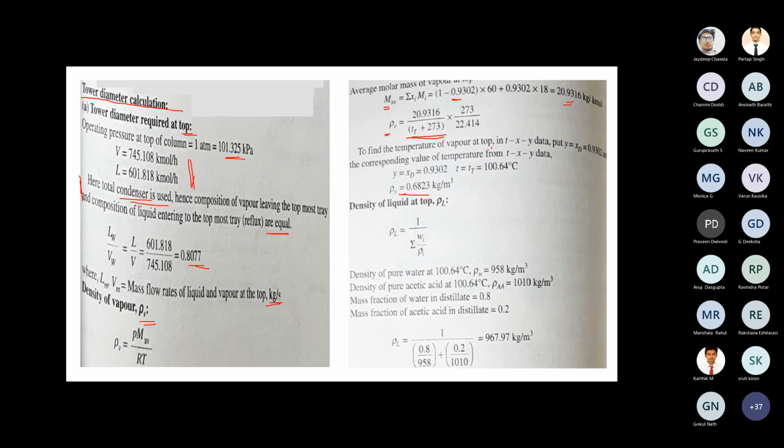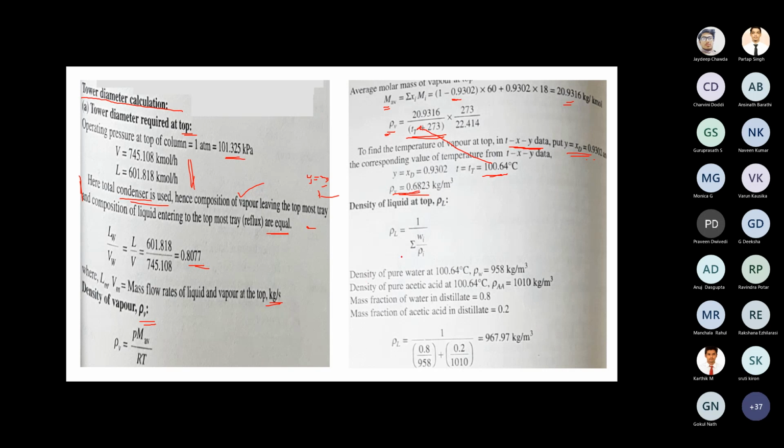To find the temperature of vapor at the top, you have to use the TXY diagram. Put y equal to xD. This is the condition for a total condenser: the composition of vapor leaving the topmost tray is the composition of liquid entering the topmost tray, that is the reflux. Both are equal, so y equals xD, that's the point. Using this, the corresponding value you can calculate for TT is 100.64 degrees centigrade. Substitute this TT, 100.64, here and calculate the density of the vapor.